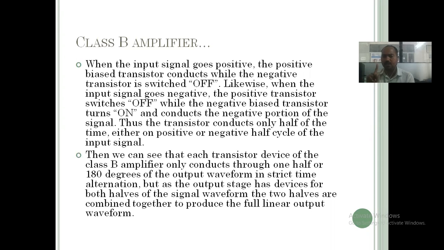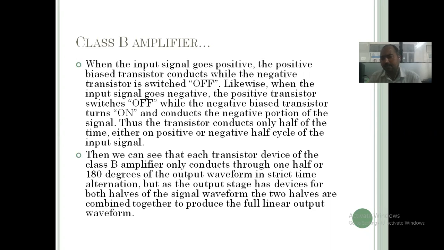So only one side half cycle, one transistor works and the other transistor does not work. This happens in the class B type of amplifier. Each transistor device of the class B amplifier only conducts through half, or 180 degrees, of the output waveform, right? In strict terms, what it indicates, I already told you the intention.